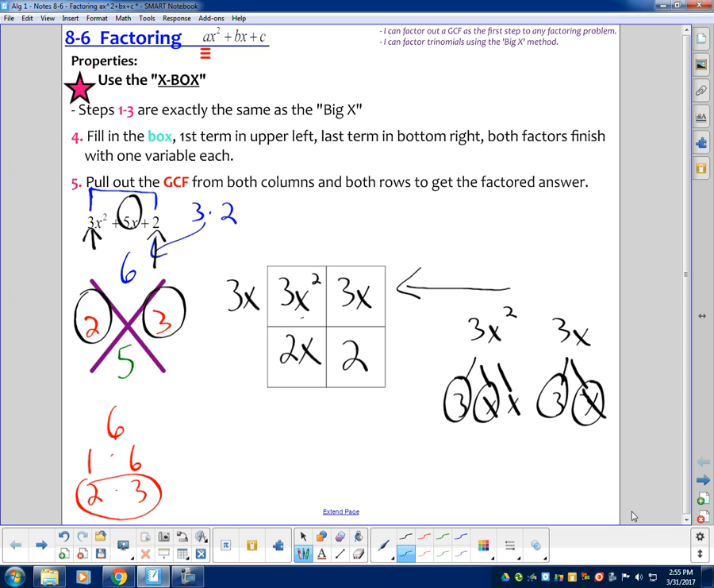So I pull out a 3x. Then I do the same thing with the second row. The GCF of 2x and 2, pretty easy to see, I think, is 2. That is the greatest common factor between 2x and 2. Then we do the same thing with the first column. We find the GCF between 3x squared and 2x. And if you look at the two numbers, 3 and 2, the only thing they have in common is 1. But if you notice, we have an x squared on the top left, and on the bottom left we have an x. And so we have a common factor of x in each one.